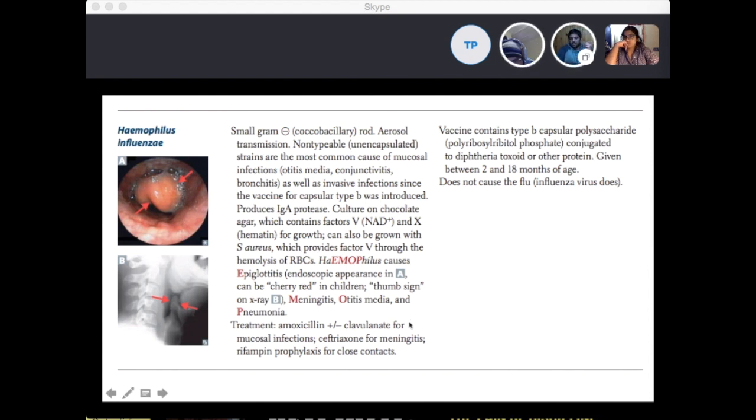All right, and there is also a vaccine that you can get which only contains the type B capsular polysaccharide, and it's conjugated to diphtheria toxin and other proteins. It's given between 2 and 18 months of age. And if Pete wants to add any details regarding that, welcome to. As far as the vaccine.